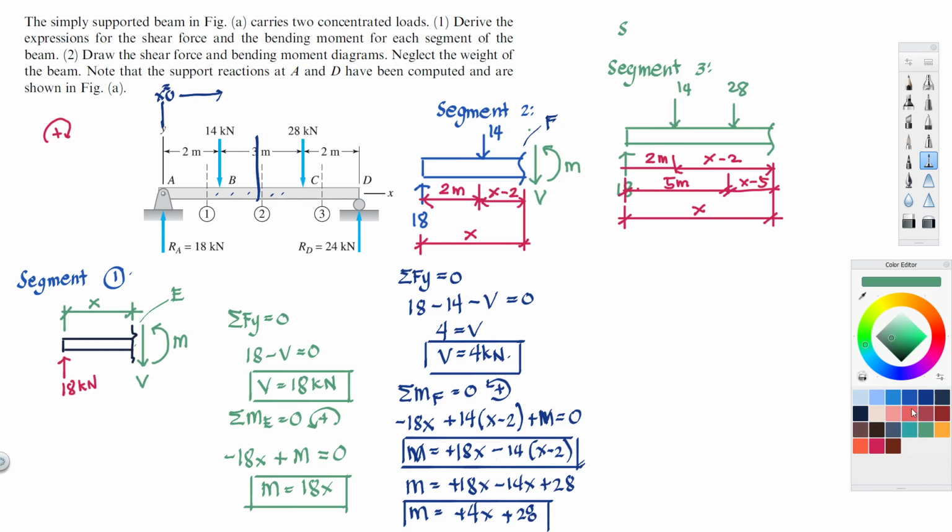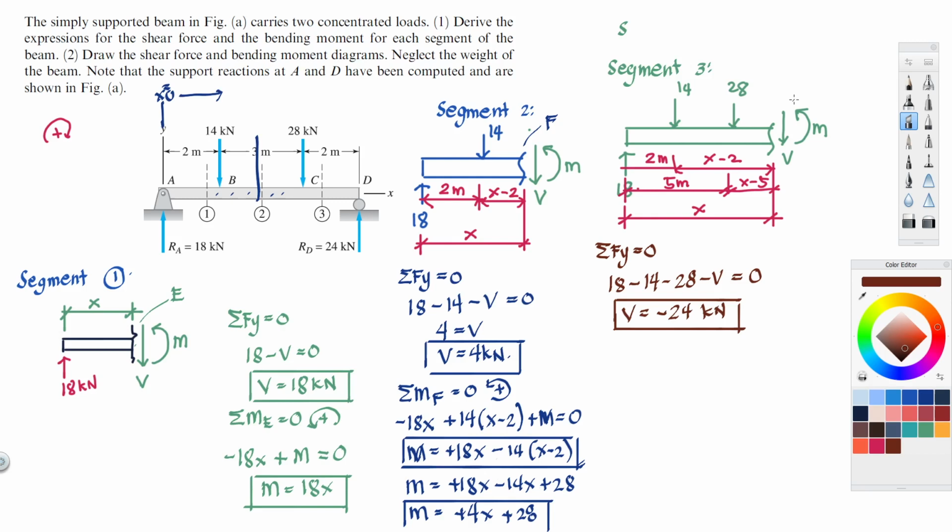Again, we have exposed a shear, so we can have it V, and here the moment M. We also take the moment on that part. Summation of forces in y equal to 0 to solve for the shear. I have here positive 18, minus 14, minus 28, minus V, equal to 0. To solve for V, that would be 18 minus 14 is 4, 4 minus 28, negative 24 kilonewton. So that is the shear equation for the third segment.